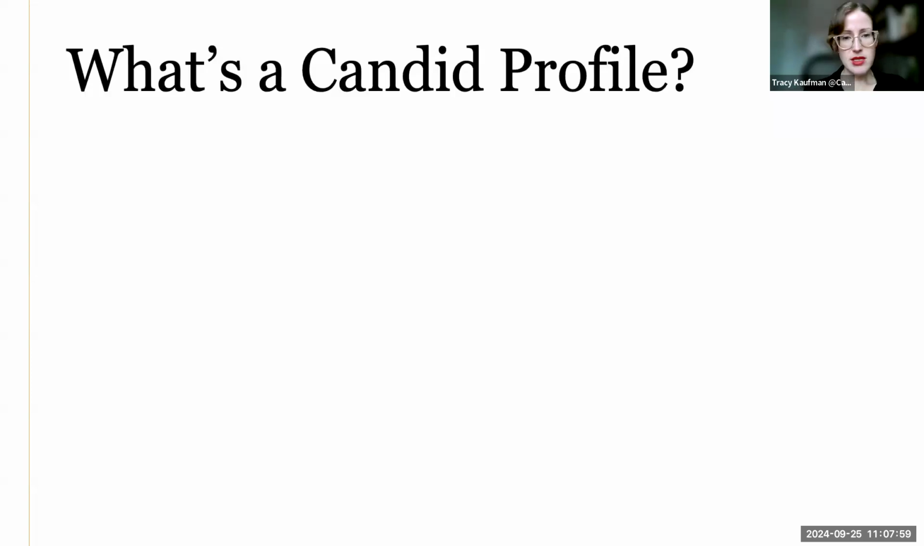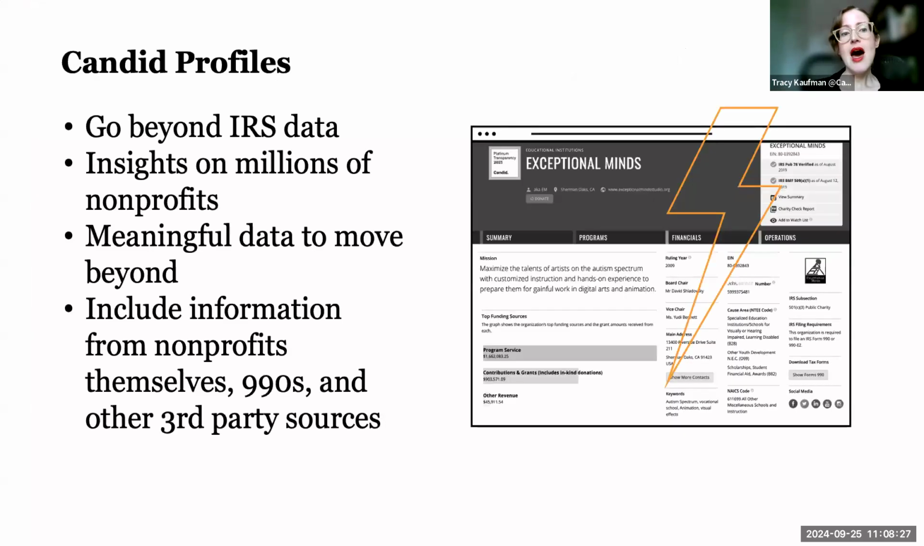So that brings us into the question of, what is a Candid profile? A Candid profile refers distinctly to something in the GuideStar piece of Candid. I might sometimes use Candid profile and GuideStar interchangeably. Just consider them synonyms for each other. So let's maybe go into what a Candid profile is.